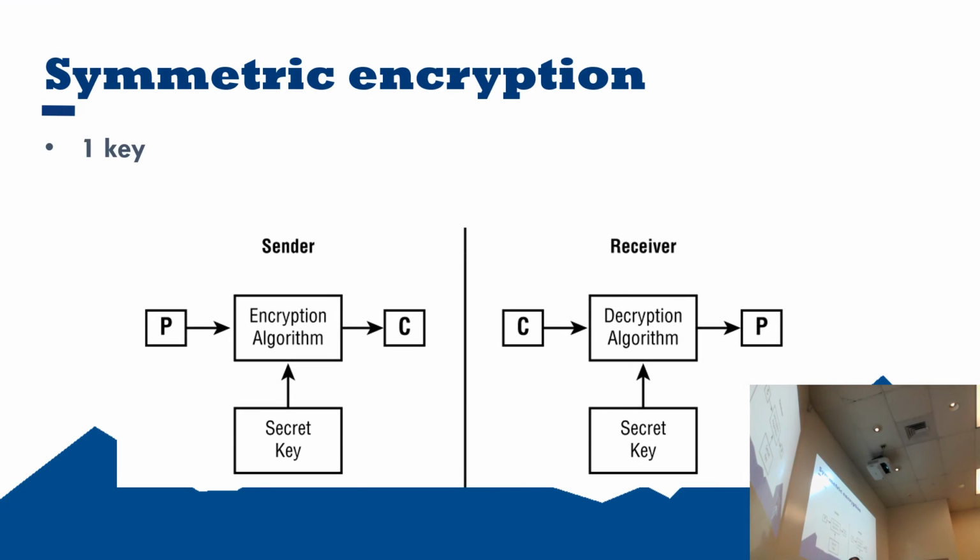All right. So symmetric encryption. You have one key. It's used to both encrypt and decrypt a file. All right. So you got plain text. That's represented by the P. You got ciphertext. That's represented by the C. All right. So the idea here is you have a single secret key that's used to both encrypt and decrypt. Is everyone clear on that?